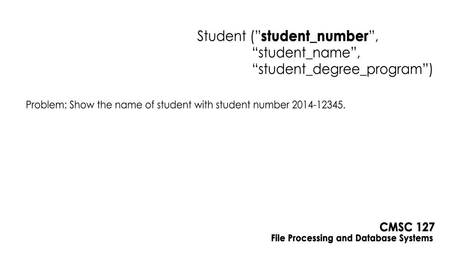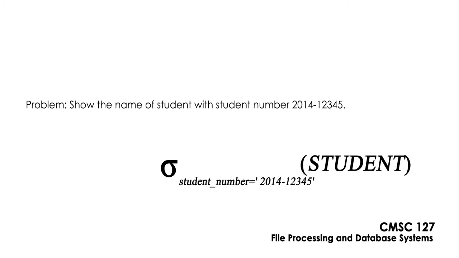Another example, suppose that we want to see the name of the student whose student number is 2014-12345. How will we do that? We can do that by first selecting the student with student number 2014-12345. So the resulting table would contain the columns student number, student name, and student degree program. And then from there, we just have to project the name of the student.